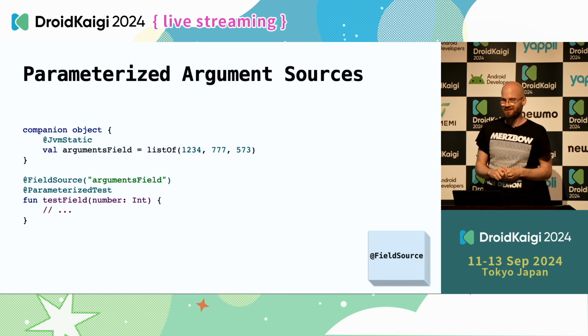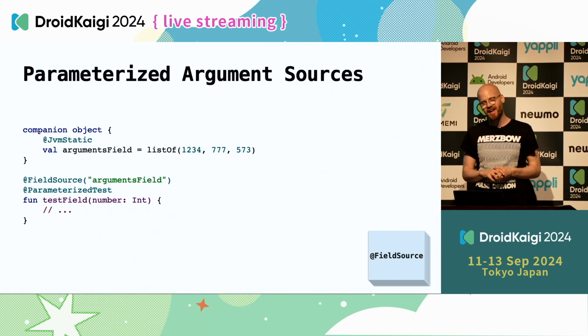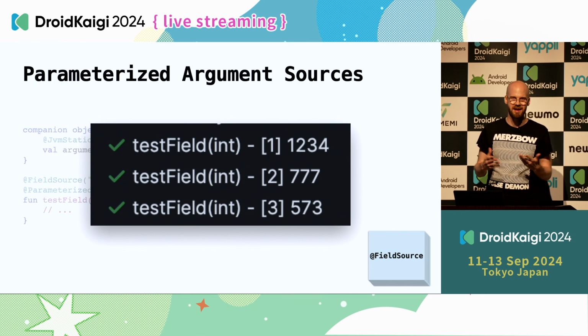Next, field source. You can probably guess what this does. If you have a static field, you can make the field return your stuff. This was added very recently in 5.11, and yeah, it's pretty straightforward at this point. It's just a different way of doing this thing. 3 cases, 1 method, you get the idea.